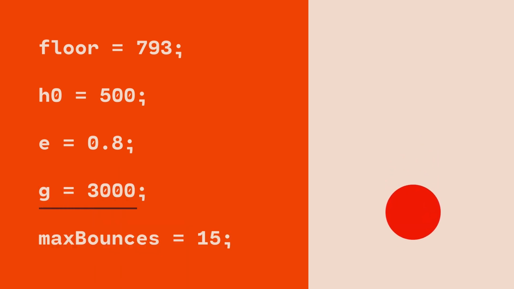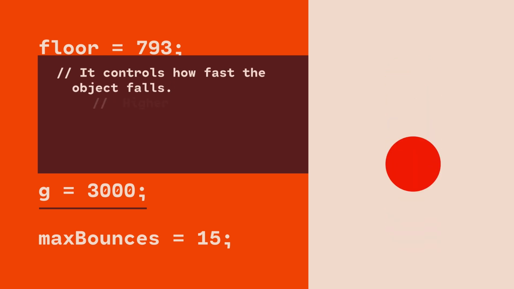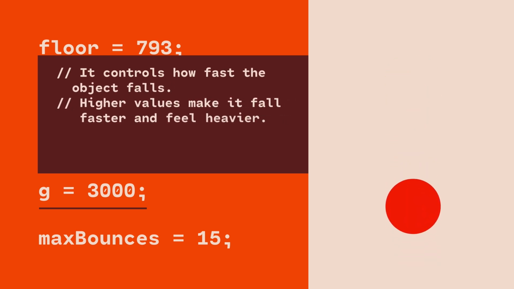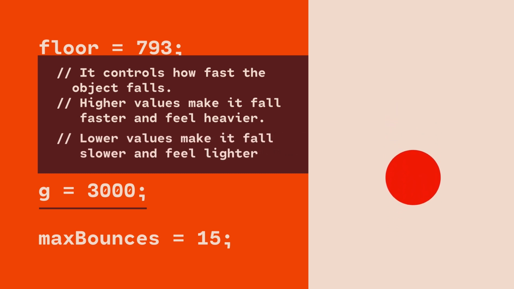Fourth, G. This is gravity. It controls how fast the object falls. Higher values make it fall faster and feel heavier. Lower values make it fall slower and feel lighter.